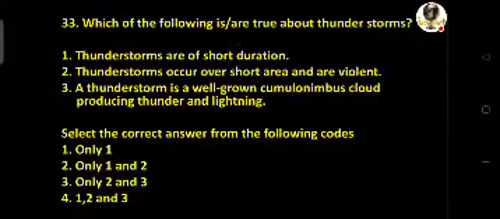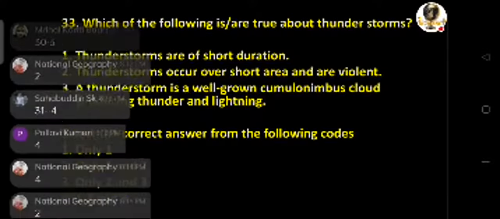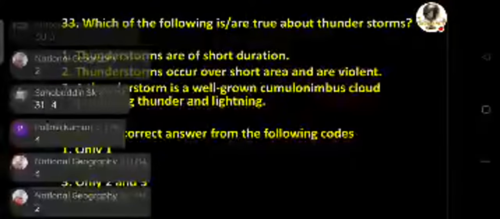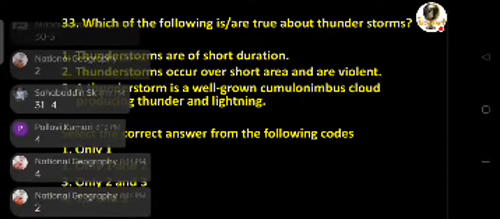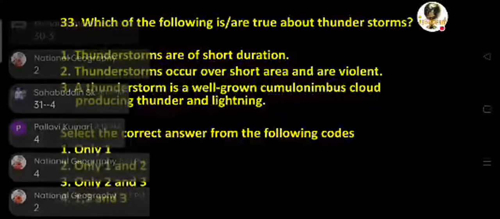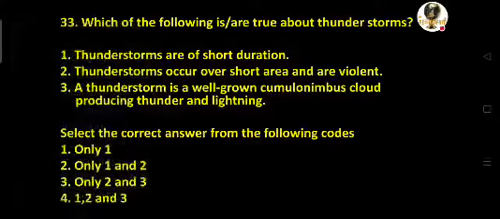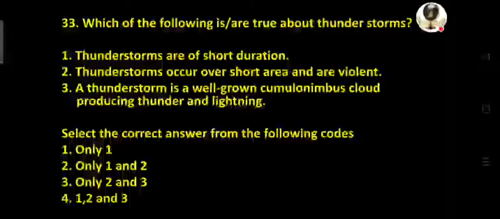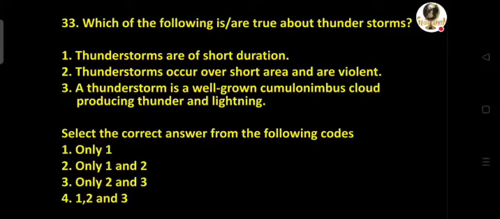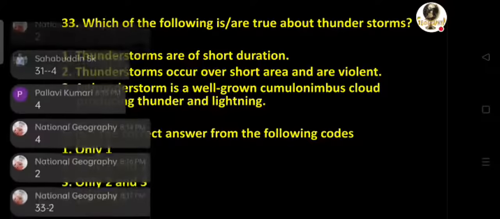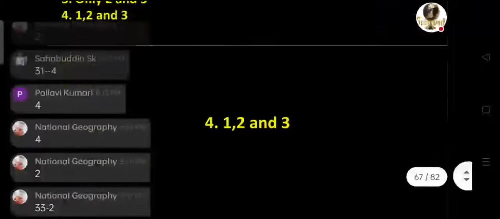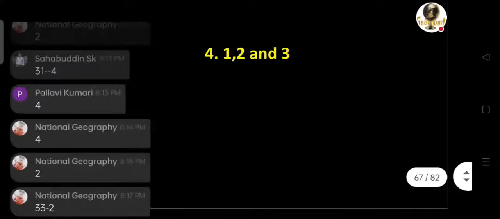Here I explain question number 33. The severe local storms, thunderstorms and tornadoes, are of short duration and occur over a small area. Thunderstorms are caused by intense convection on very hot days. A thunderstorm is a well-grown cumulus cloud producing thunder and lightning. So definitely the answer is 1, 2 and 3 are correct.